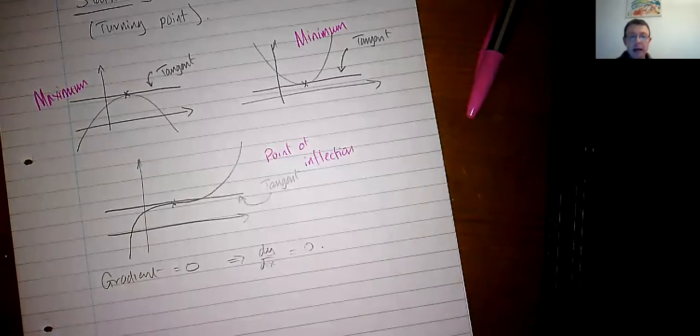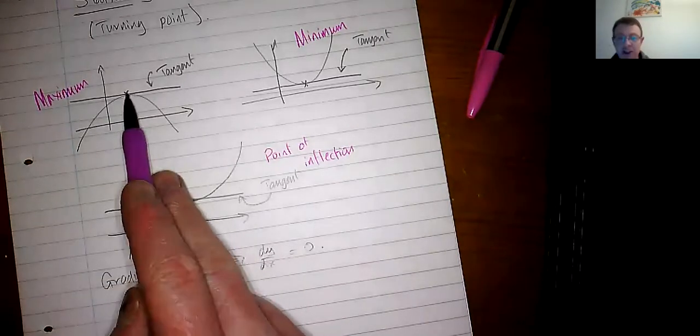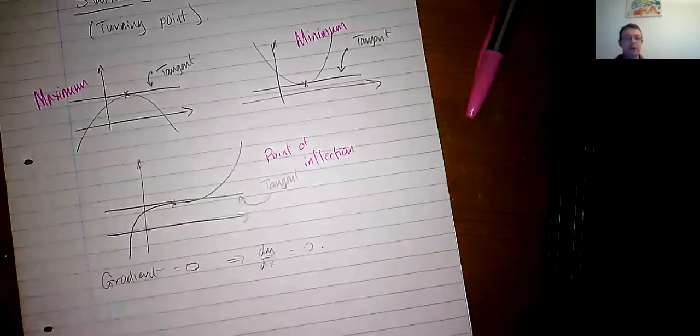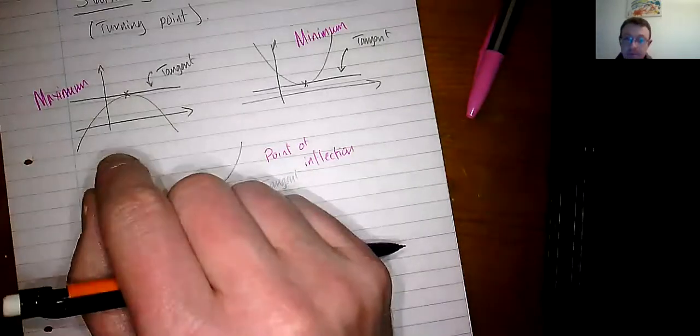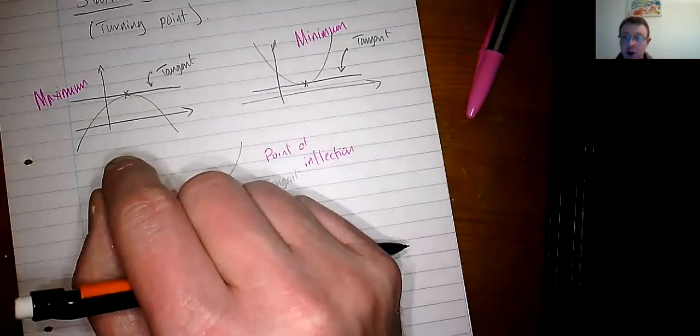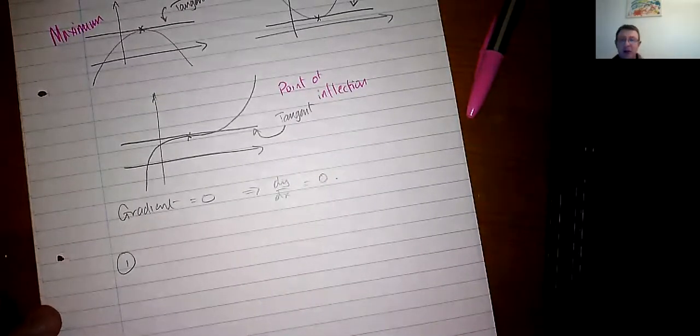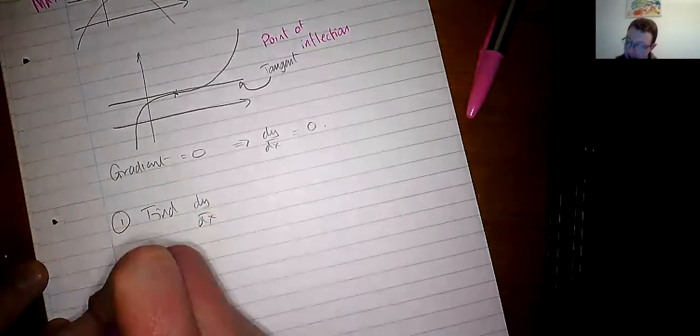So what do you do? If I wanted to find out what the coordinates were at this point, I would firstly find dy/dx. And then once I've found the expression for dy/dx, I'd solve the equation dy/dx equals 0, because I find out where dy/dx equals 0. That would tell me what the values for x are. And then I would use those values for x to work out what the y coordinates are. And that's exactly what you do. So if I was going to write myself a method, I would say, firstly, find dy/dx. Okay. We've been doing that. We know how to do that.